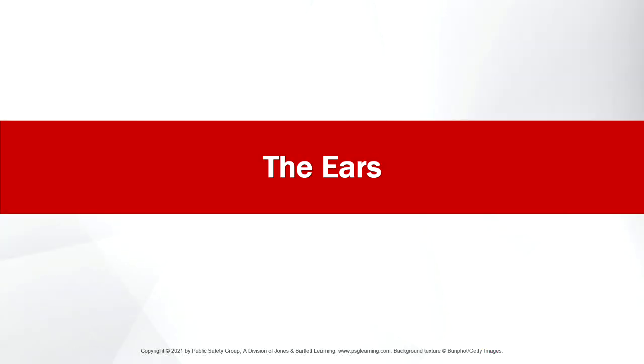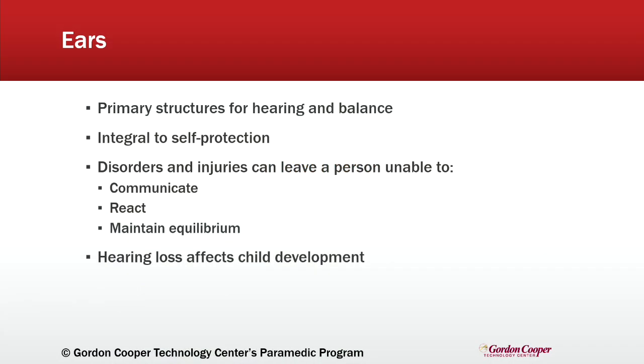Okay, let's talk a little bit about the ears. The ears are the primary structures for hearing and balance. We're all very familiar with the fact that we use them to hear with, but they are critical for balance. So disorders and injuries to the ear can significantly impact a person's ability to communicate, react, and to maintain balance. Changes in air pressure can cause discomfort or pain in the ear.